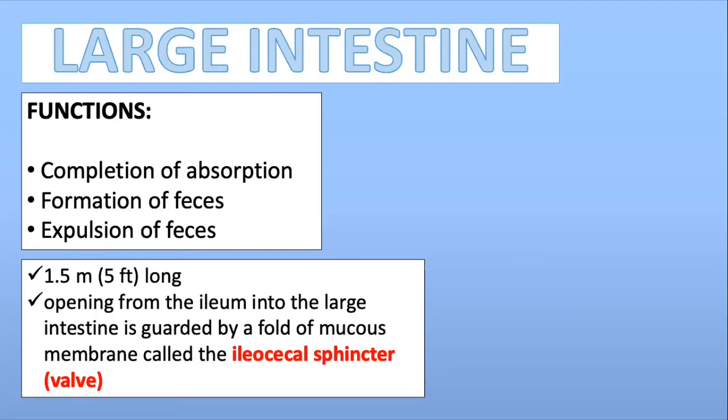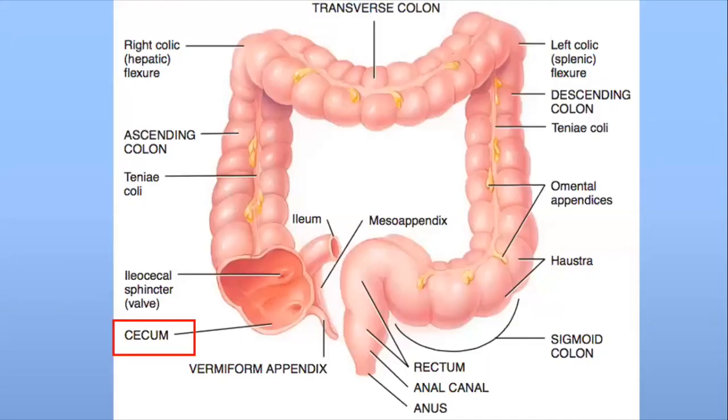The opening from the ileum into the large intestine is guarded by a fold of mucous membrane called the ileocecal sphincter or the valve. So this is your large intestine. Okay, isa-isahin natin. We have here the ascending colon, the transverse colon, the descending colon, and we have the sigmoid, the rectum, the anal canal, and we have the anus.